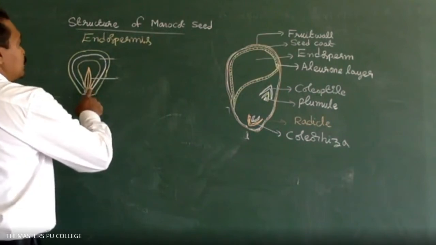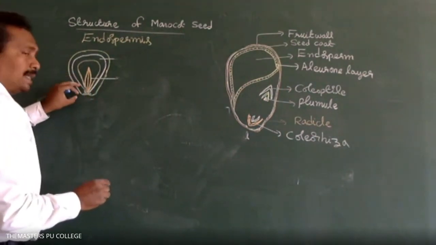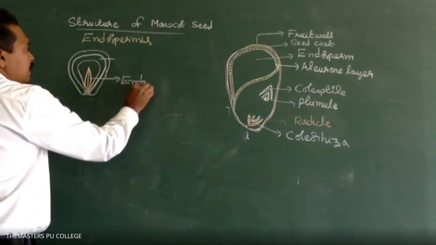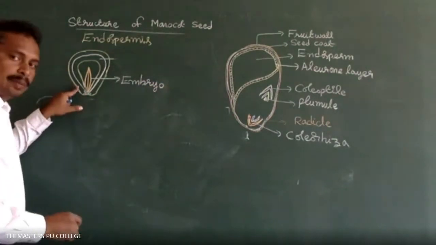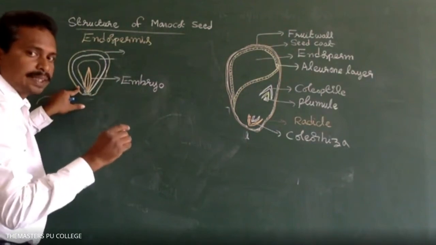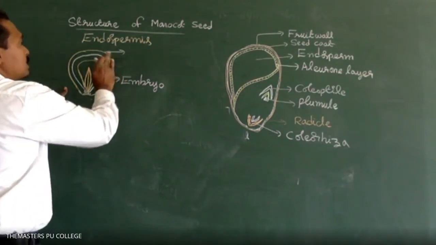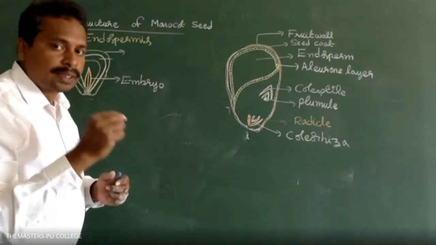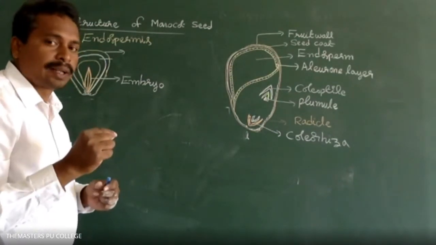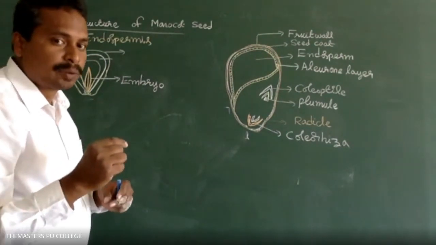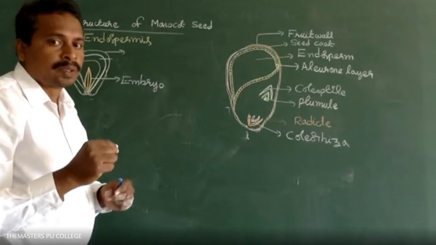Right. Here, this is the external appearance of the maize seed. This is the embryo, present inside the seed. In the outermost layer, the fruit wall and seed coat are fused together. Such fruits are called what? In rice, wheat and maize, the fruit is called a caryopsis. Right.